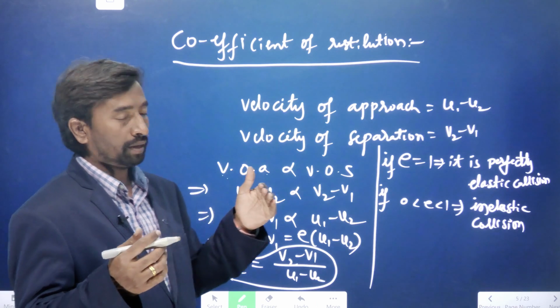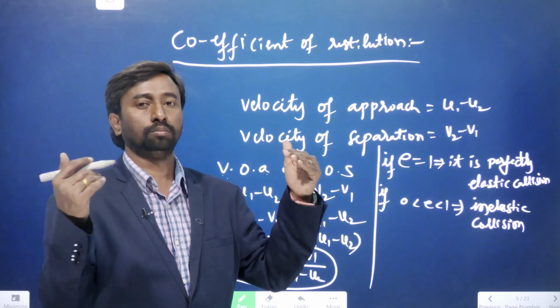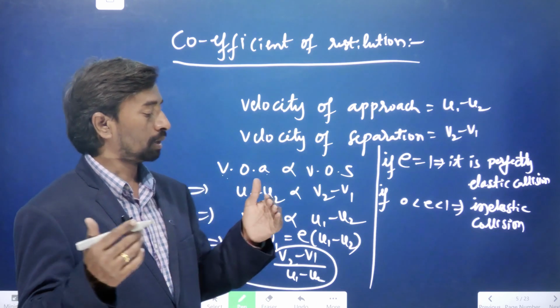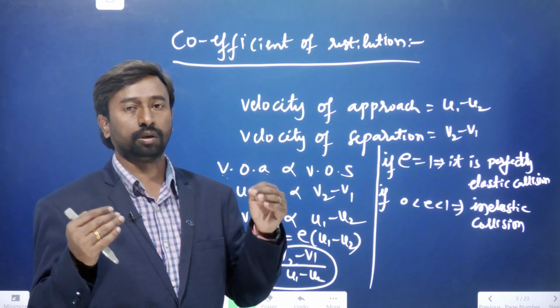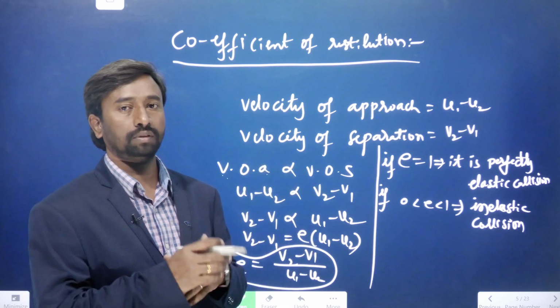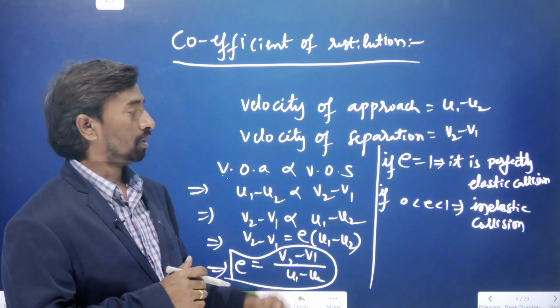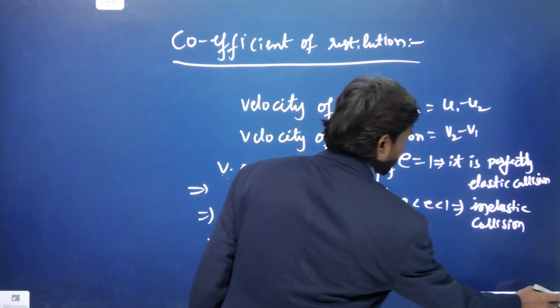So now they may have the approach in between. They may come moving towards each other. So that is also velocity of approach. Moving towards each other means they are moving in opposite direction, means the velocity of one body is opposite to the direction of the velocity of the other body. In that case, how can the velocity of approach be written? It can be written like this.